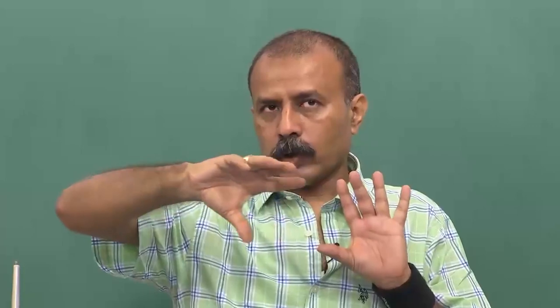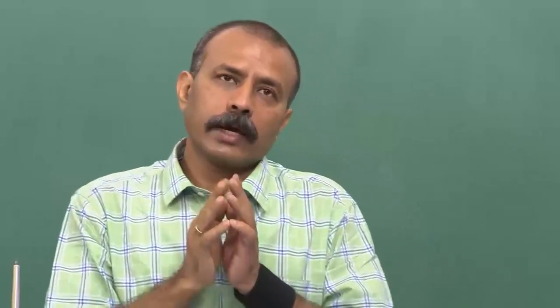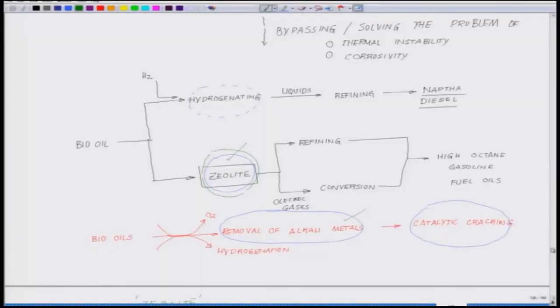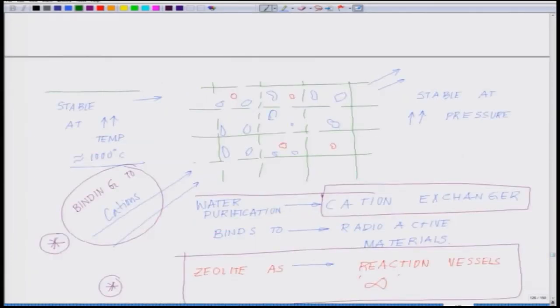Those could be removed by passing the oil through a zeolite. But that zeolite does something more. As I have told you, zeolite has three or four very unique properties. If you remember, where we talked about the zeolite here, they are stable at high temperature. This is one critical property. They are stable at high pressure. This is the second property. In other words, this is a very good matrix for a reaction to happen, because you can do any kind of reaction at high temperature and high pressure.